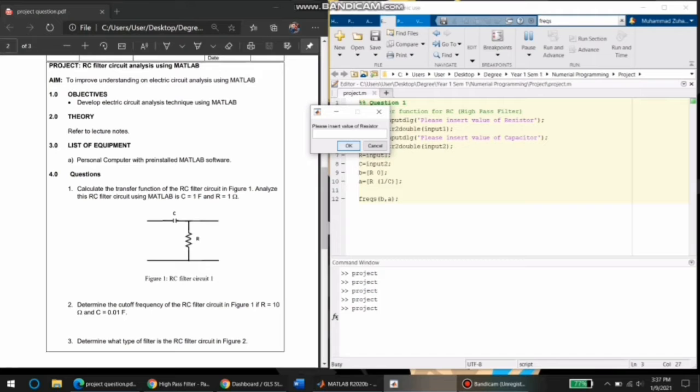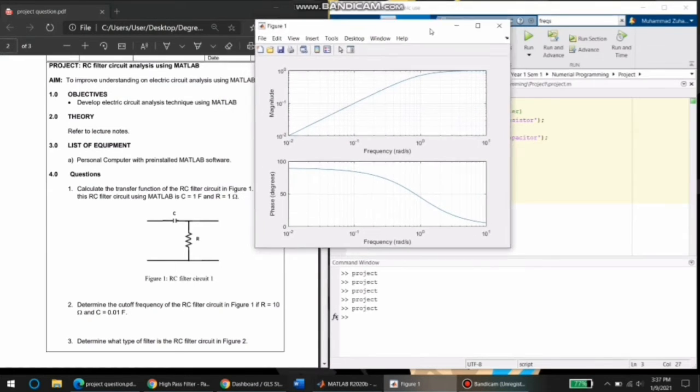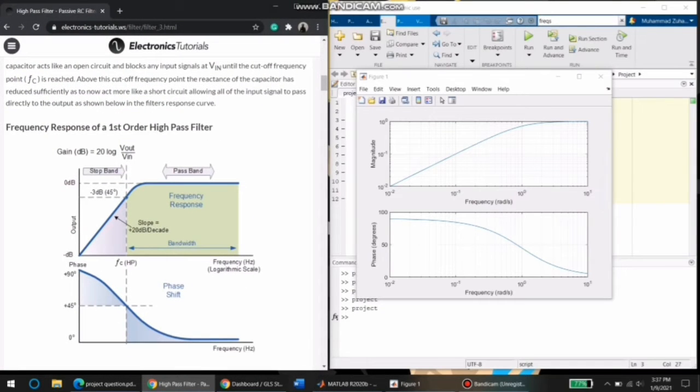First, we input 1 for the resistor value, also 1 for the capacitor value. So this is the result. We can compare it to this frequency response for a high pass filter. The result is the same.